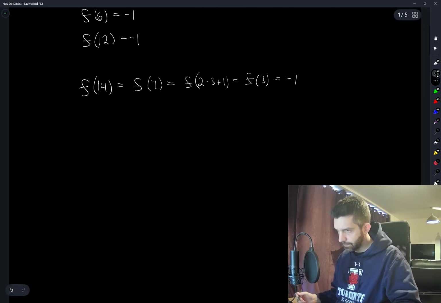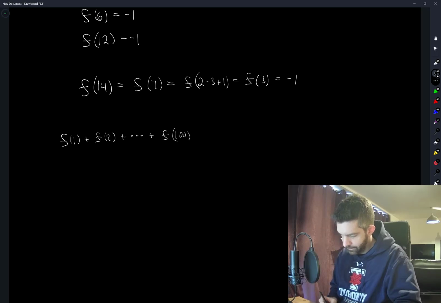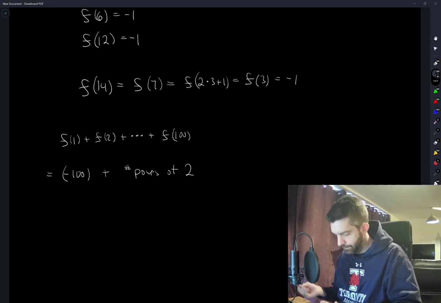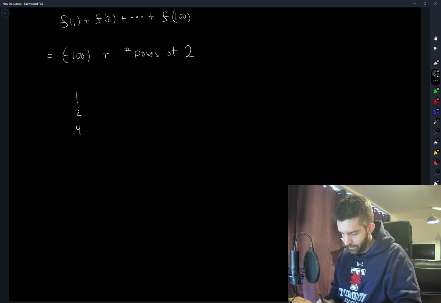All right, so this entire sum, f of 1 plus f of 2, all the way up to f of 100, is going to be equal to negative 100 plus the number of powers of 2 less than or equal to 100. So what are those? 1, 2, 4, 8, 16, 32, 64. 1, 2, 3, 4, 5, 6, 7.